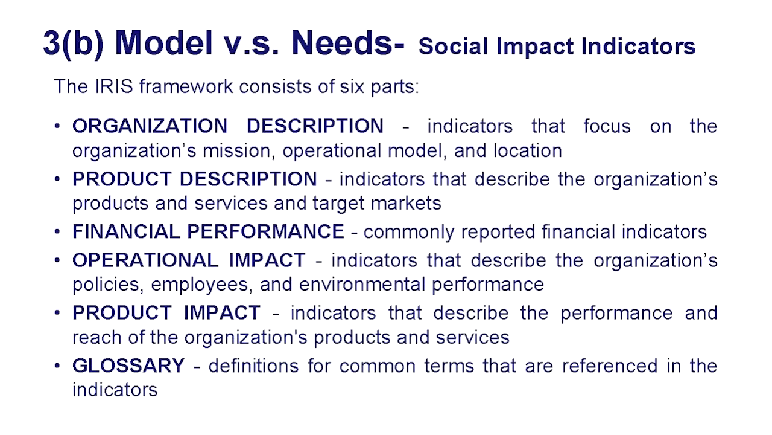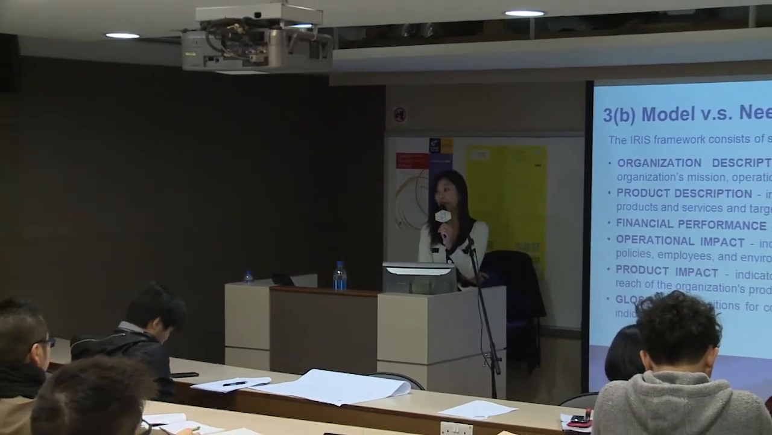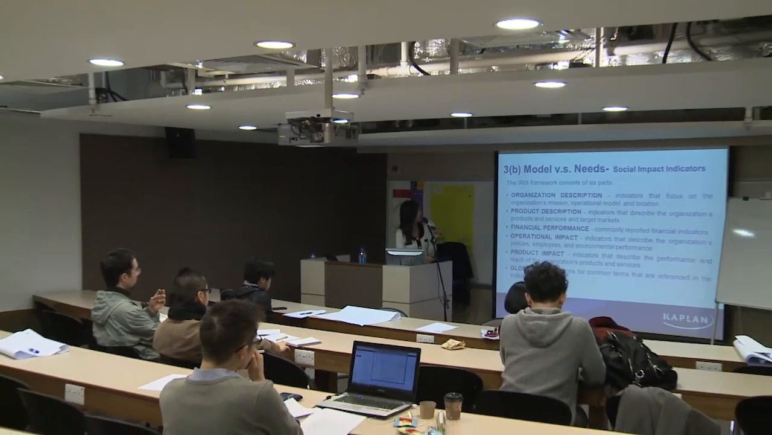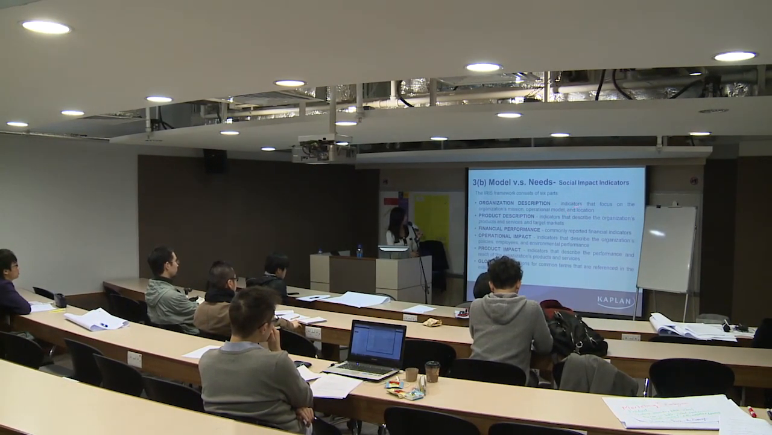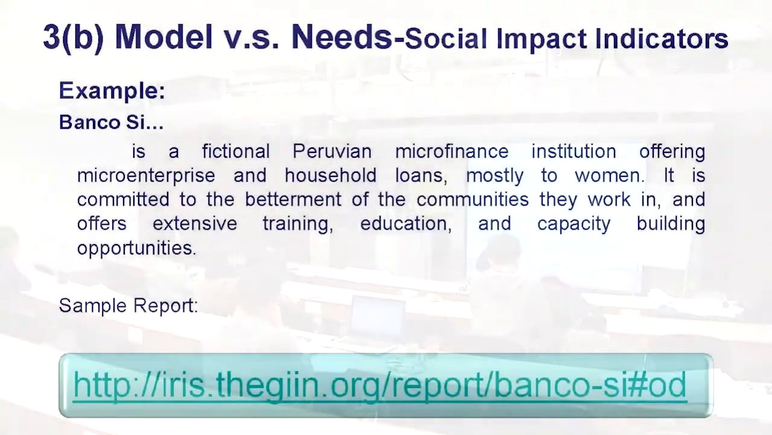So what does it include? I'm just going to talk a little bit about what it includes. If you guys want to learn the details later, I'll show you the site a little. And there are case studies, and they actually have some examples of how they come up with the plans. So you might want to refer to them as well. So the organizational description: indicators that focus on the organization's operational model, location, product description, financial performance, operational impact, product impact, and the glossary.